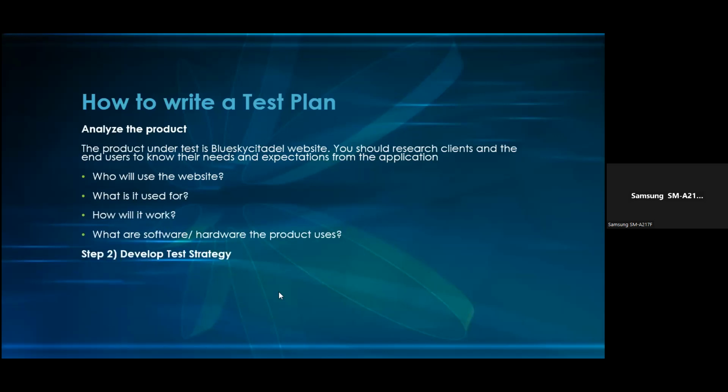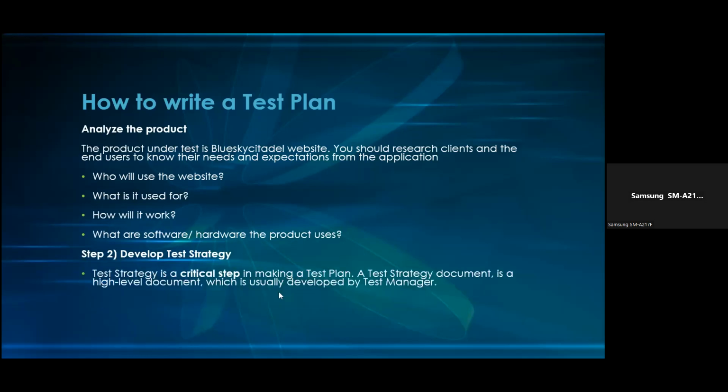Then we develop the test strategy. What is a test strategy? It's a critical step in making a test plan. A test strategy document is a high-level document which is usually developed by the testing team, by the test manager.